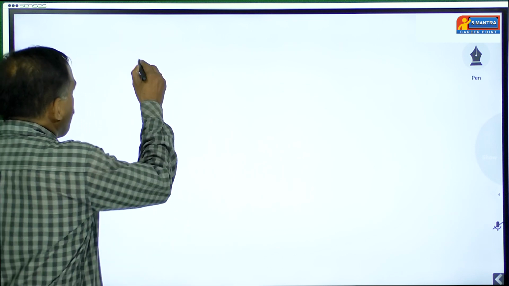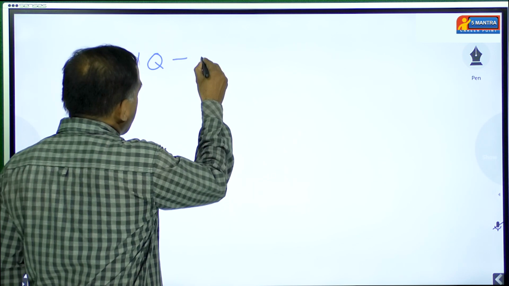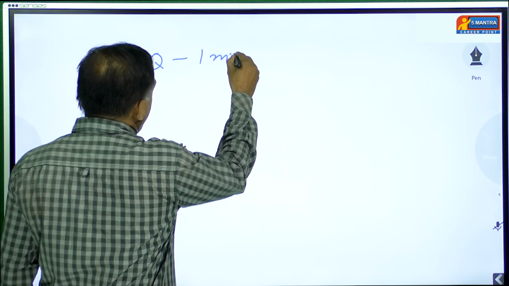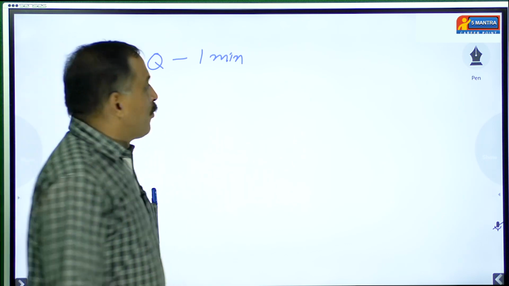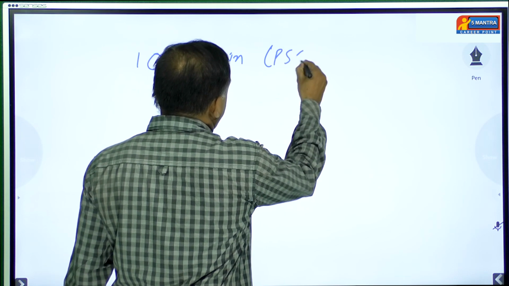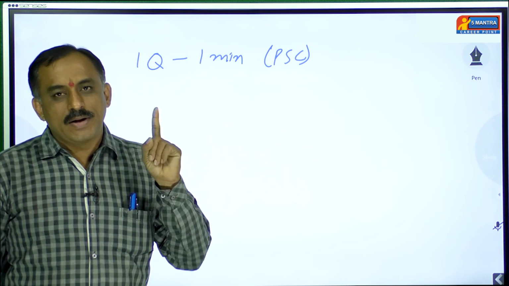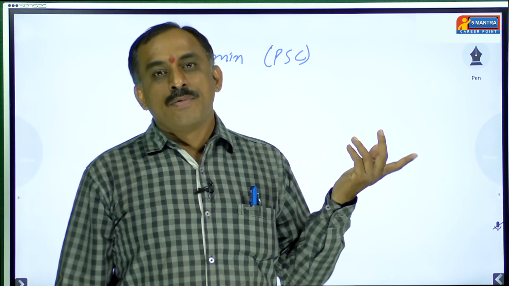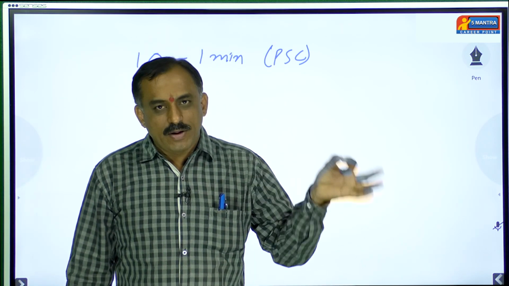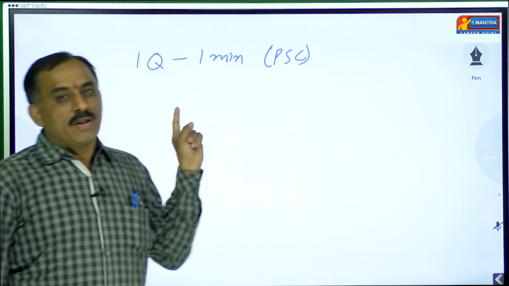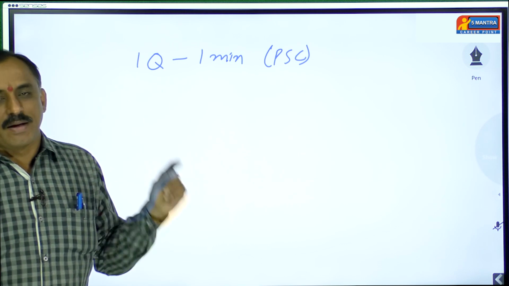Today take any competitive examination, especially Public Service Commission exams. In Public Service Commission exams, each question carries 1 mark, and for each and every question we have only 1 minute time. Because there are 150 questions and we have 2.5 hours time. 2.5 hours means 150 minutes. 150 questions, 150 minutes. It means for each and every question you have only 1 minute time, in Public Service Commission exams.